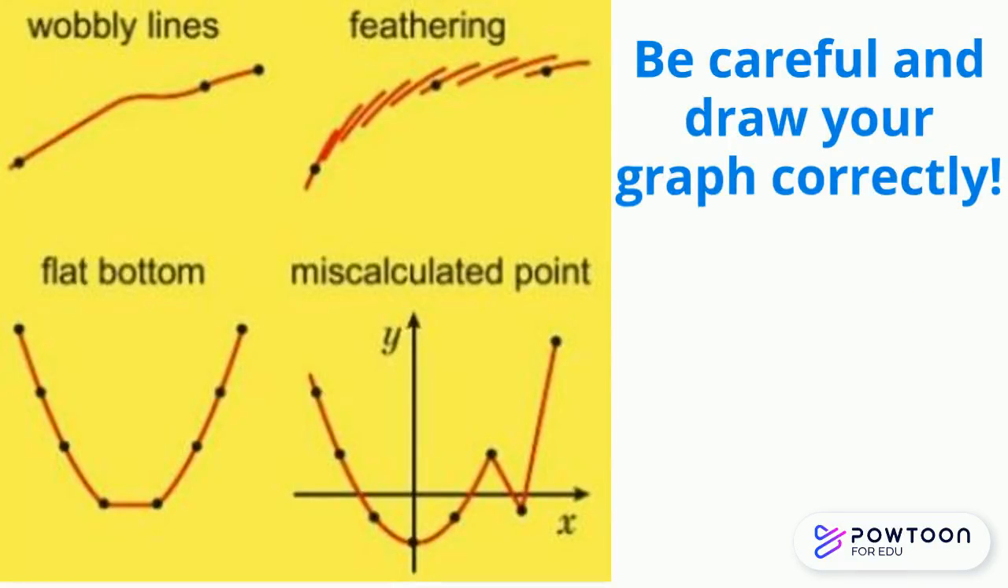When graphing quadratic functions, you need to make sure that your graph looks right because you can have marks taken off just for having a sloppy graph. So make sure your lines are smooth, you're not feathering them, so it's just one consistent line. And also it's not flat at the bottom, it has to be a curve. And if your graph looks wrong, you may have miscalculated something.